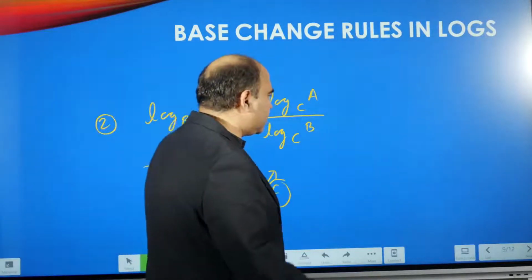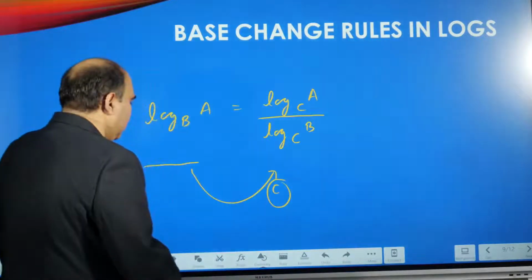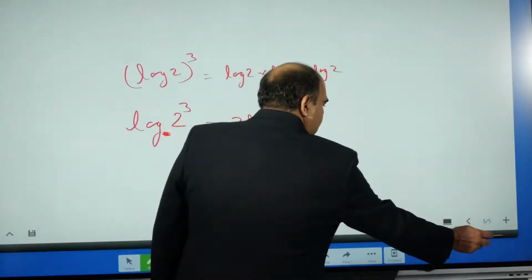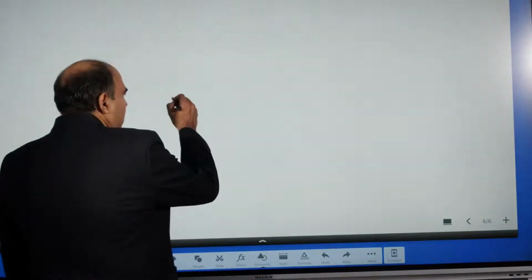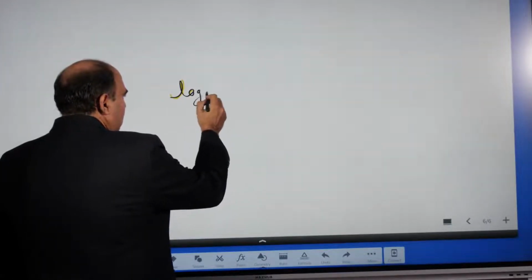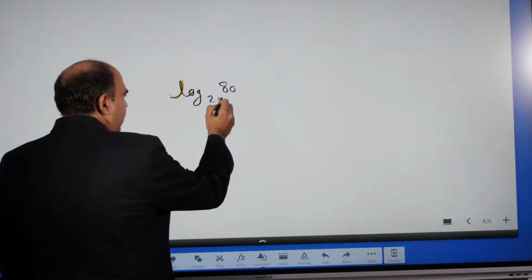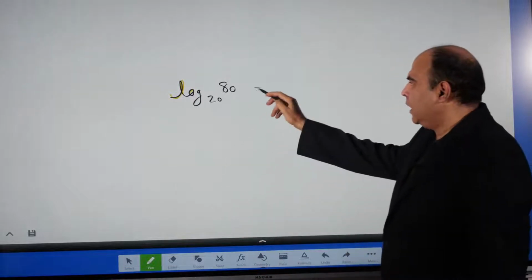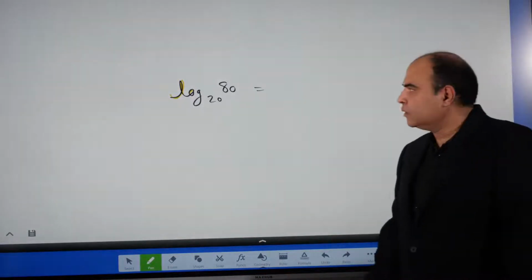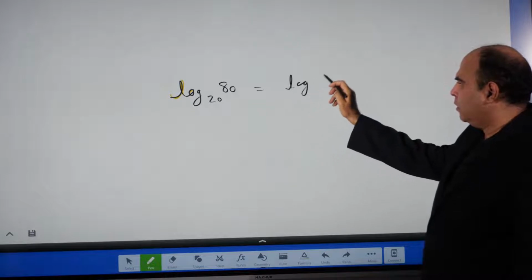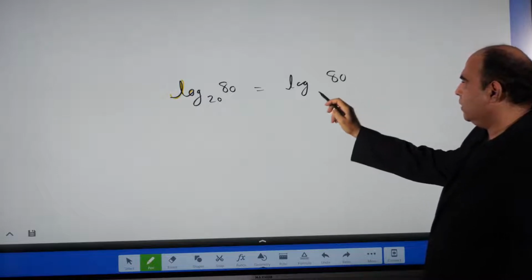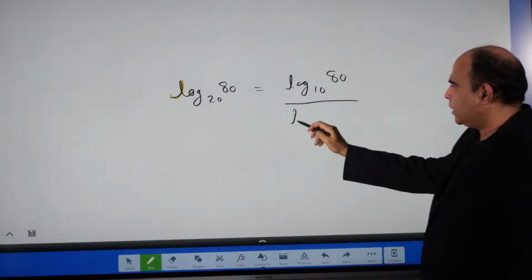So how is this used? Suppose, for example, a sample usage of this, let me show you that. Let's say you have a situation where you have log 80 to the base 20. So to simplify this, I can introduce a base 10 on the right side. So I can write this as log 80 to the base 10 upon log 20 to the base 10.